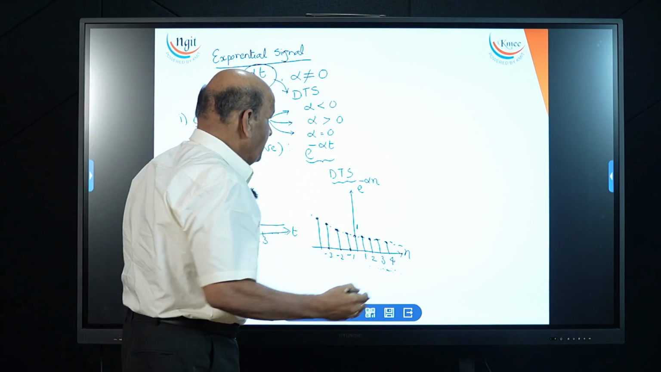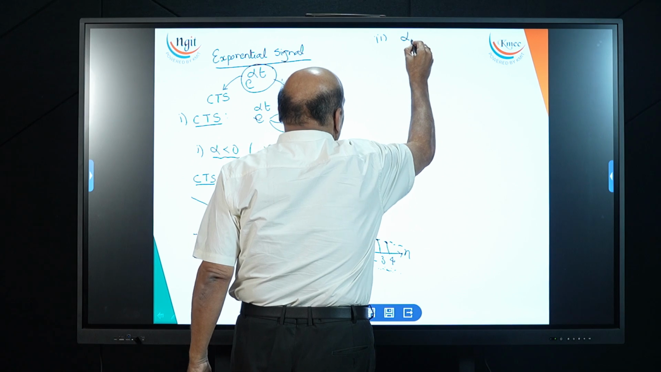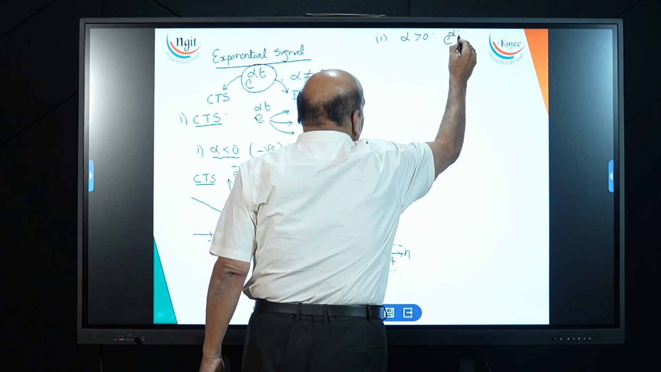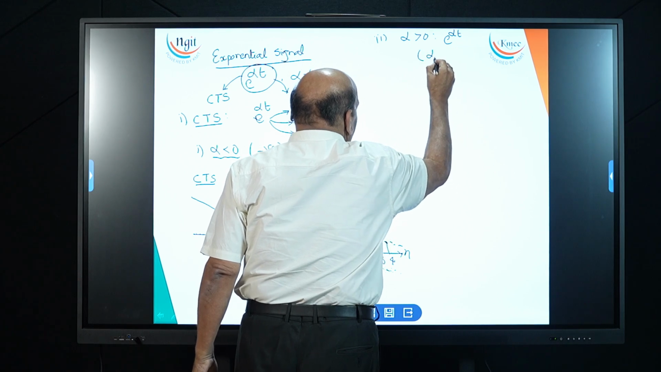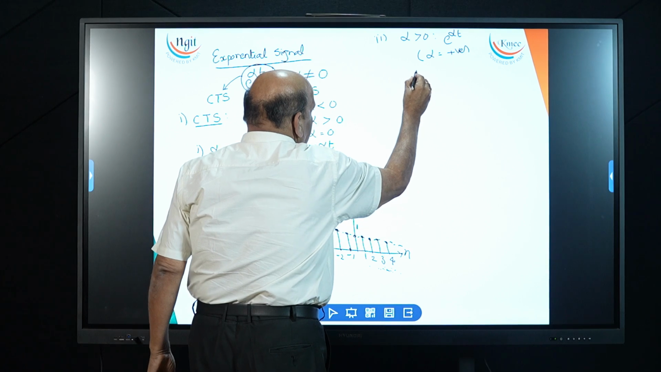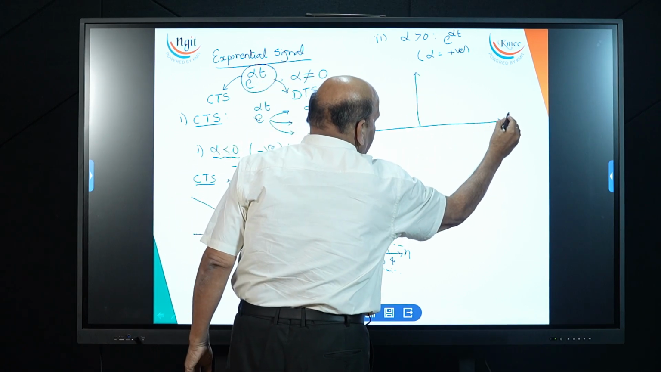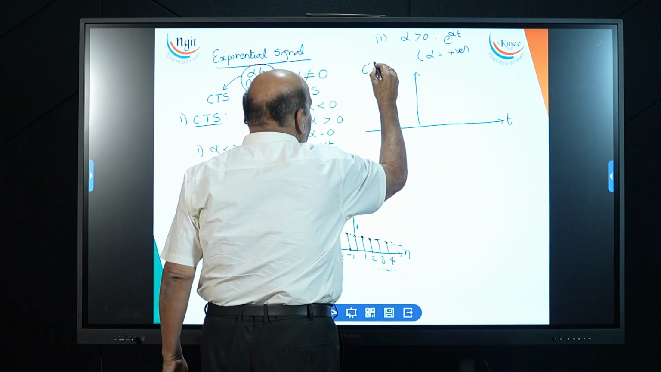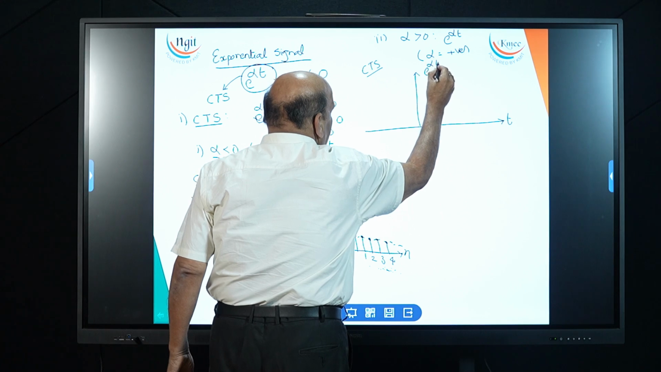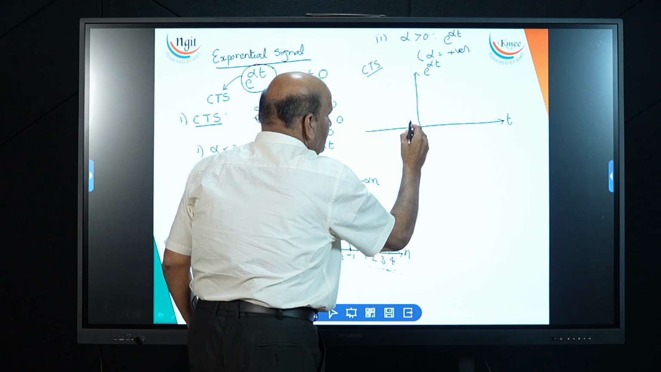Now let us explain the second case. Second case is alpha is greater than 0. In this case, it is e power alpha t. That means alpha is positive. Now, here just look at, this is the continuous one. Now I am sketching under continuous time signal. This is e power alpha t. When alpha becomes 0, its value equal to 1.